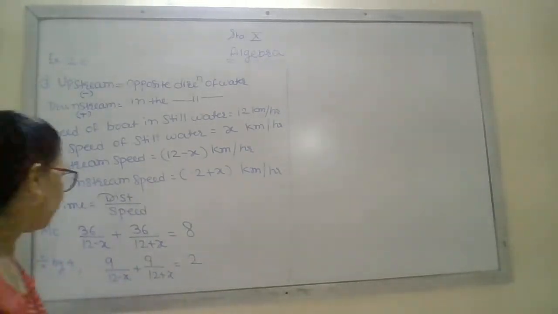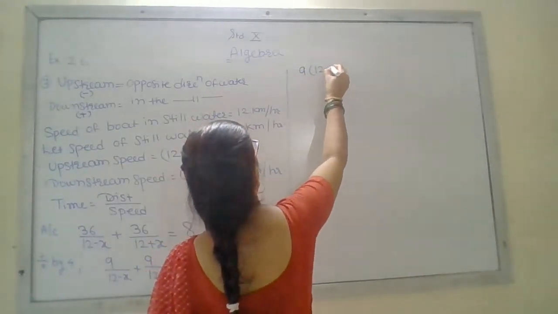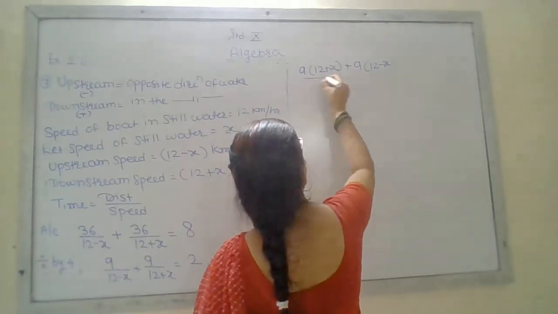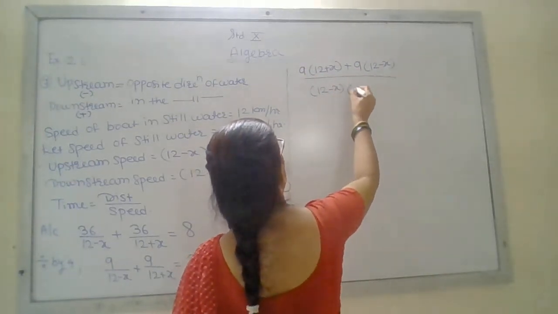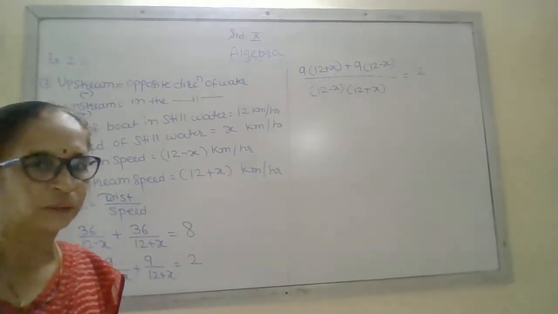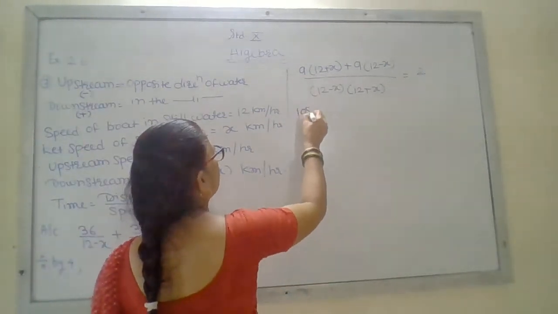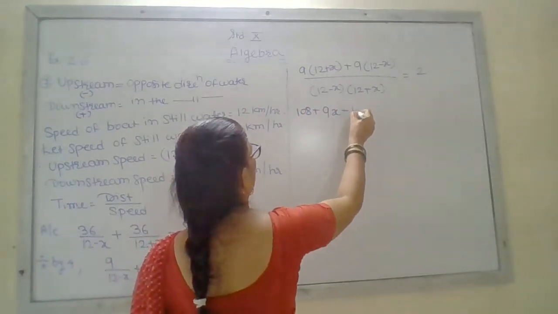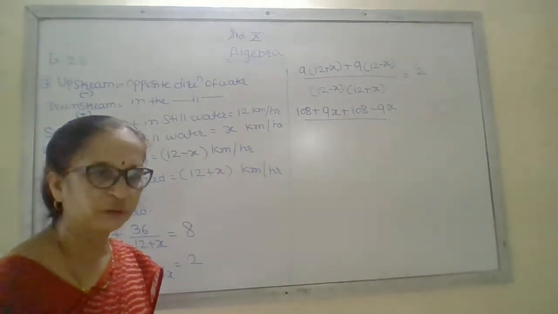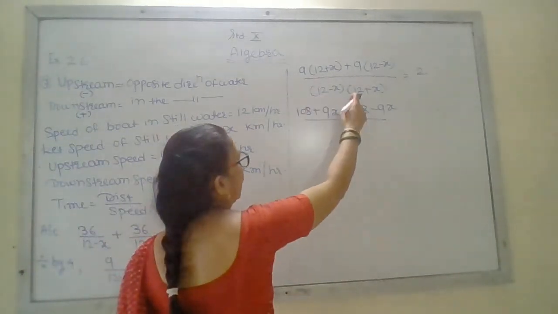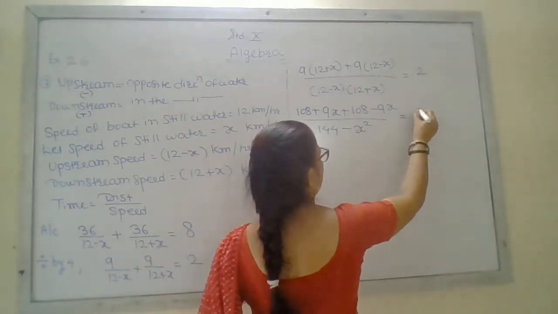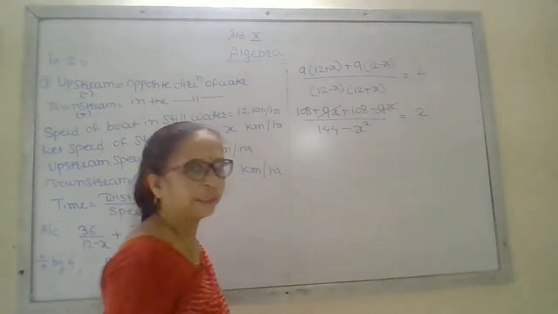Here, use the cross multiplication, that is 9 into bracket 12 plus x plus 9 into bracket 12 minus x, whole divided by 12 minus x into 12 plus x, equal to 2. You understand how we taken cross multiplication? Yes. Now solving bracket, 12 9s are 108 plus 9x plus 108 minus 9x upon 12 minus x, 12 plus x. What will you use? A minus B, A plus B, A square means 12 square is 144 minus B square means x square, equal to 2.